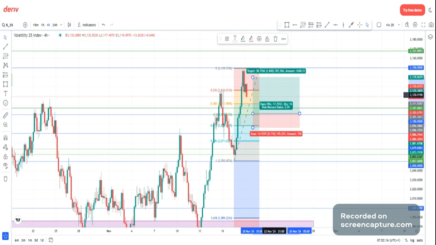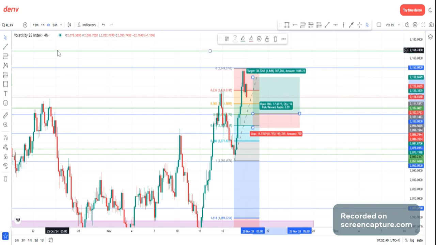Now, this is the 4-hour chart on VIX 25. I actually trade derivative pairs. So this also works on currencies, but the level of retracement is different. The level of retracement on VIX 25 is the 0.5 level, either higher or a bit below the 0.5 level.